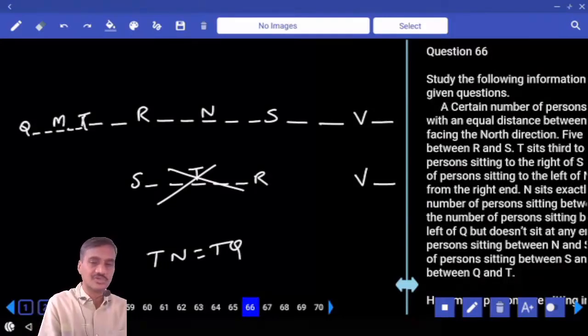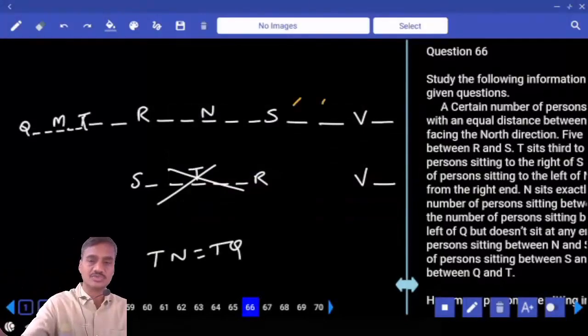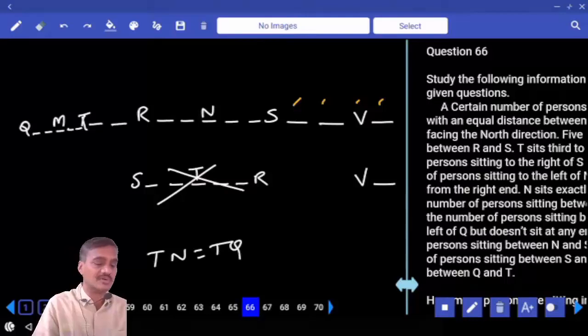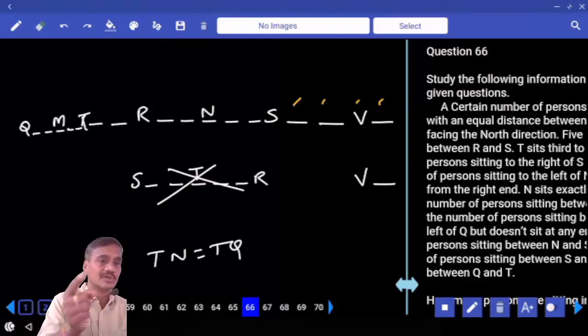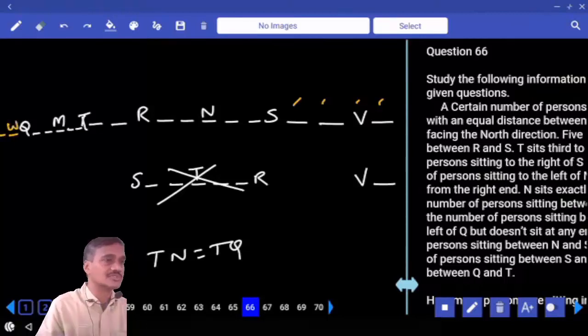The number of persons sitting to the right hand side of S, how many are there? There are 4 persons sitting to the right hand side of S. 1, 2, 3, 4. This is 1 less than the persons to the left of M. Hence, to the left hand side of M, how many persons do we need? 1 lesser than 4 means we need to have 5 persons to the left hand side of M. And W is to the left of Q but does not sit at any end of the row, W is here. Done with this, this is the final arrangement.